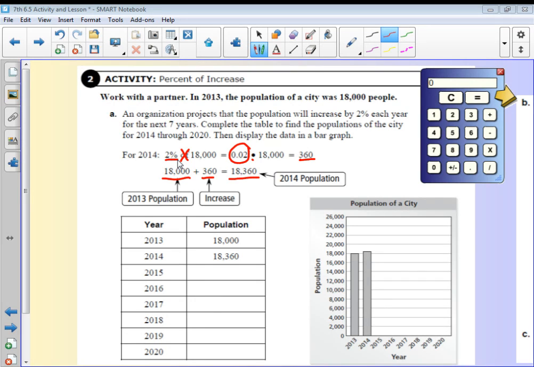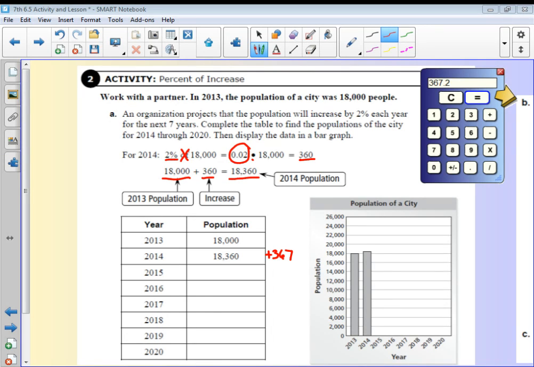So we're going to take 0.02 times our new population, 18,360, so we have to use the population in 2014. We hit equals. We're working with a decimal, and we can't have 0.2 of a person, so we'll go to the nearest whole number, which would be 367. So we're going to add 367 to this.